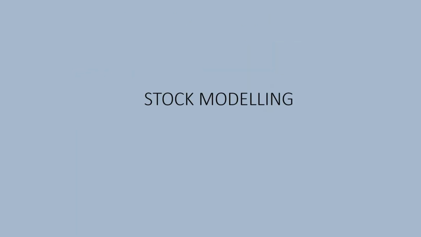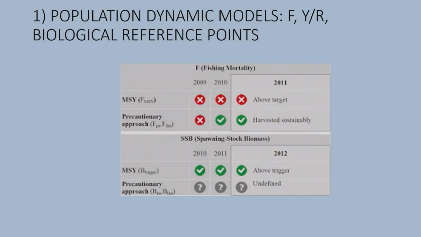All these parameters are very important, finally, for stock assessment and stock modeling. This is the final step: which different kinds of models we can use for estimating the state of the marine resources with the parameters I explained before. First of all, there are the classical population dynamic models, where you need to compute fishing mortality, F, yield per recruit, or the biological reference points.